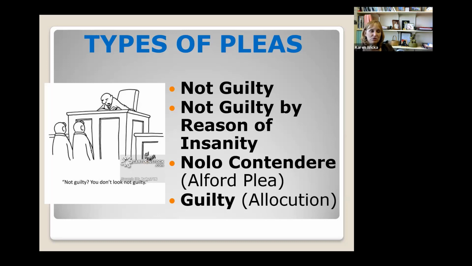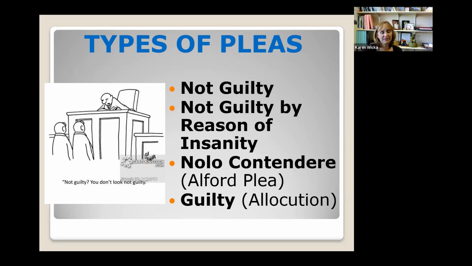You could have what's called a nolo contendere plea. Sometimes it's called no contest, and sometimes they call it an Alford plea. What this says is we will let you punish us, but we're not going to admit that we did anything wrong. We'll accept the punishment that the court's going to give. A lot of courts don't like this because they want the defendant to take responsibility for their actions. So they don't want people making nolo contendere or no contest pleas. Some courts will allow it in certain circumstances.